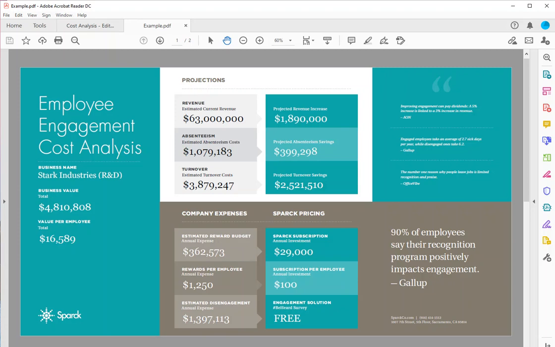And the last area is turnover. 65% of employees leave voluntarily, so this is the opportunity cost available to retain some of them. One of the biggest engagement drivers to prevent turnover and retain your top talent is meaningful recognition, which leads us to the next section. At the bottom is where we can enter the reward budget and potential Sparck solutions to achieve the increase on your bottom line. This is also helpful if you're looking at other platforms to compare budget and costs to get the results you need.